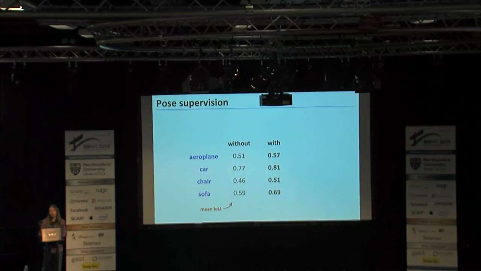We can also evaluate performance with pose supervision given. I said we're fully unsupervised, we don't require pose, but you can also feed it into the model at training time, so it doesn't have to learn to disentangle shape and pose. That makes the task easier for the model, and we see that in the right-hand column the numbers are consistently higher, so the model can exploit that extra supervision.